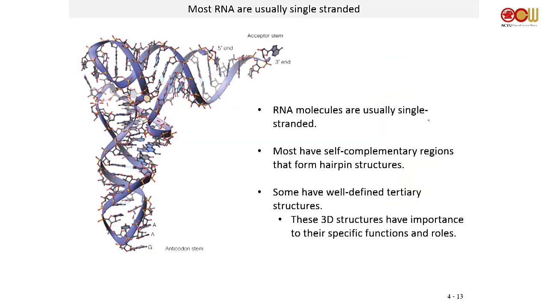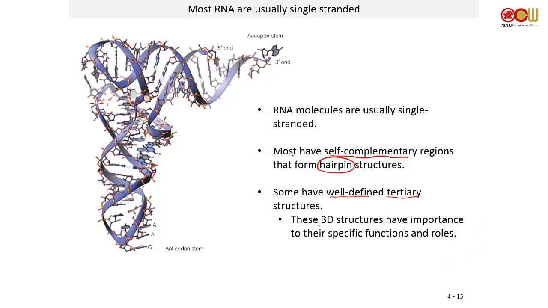So again, most RNAs are usually single-stranded, okay? Most of them will have self-complementary regions that allow them to form hairpin structures, okay? And some of them actually have very well-defined tertiary structures. And by tertiary structures, it means how they are able to form into a larger structure. So secondary is like the alpha, beta, Z structures, right? And cruciforms. But then tertiary is when you have a larger set of them together. That becomes the tertiary structure of your RNA.